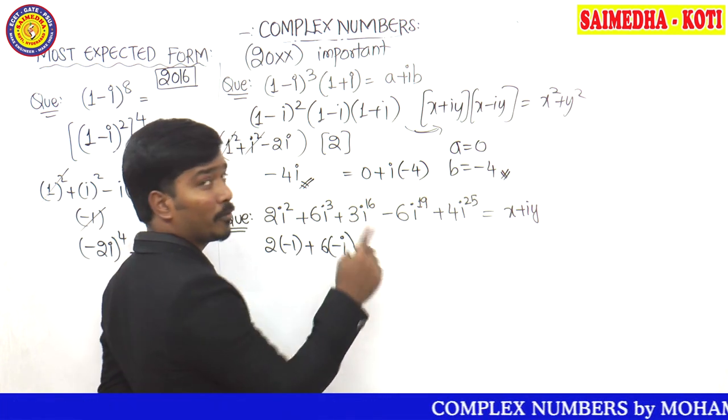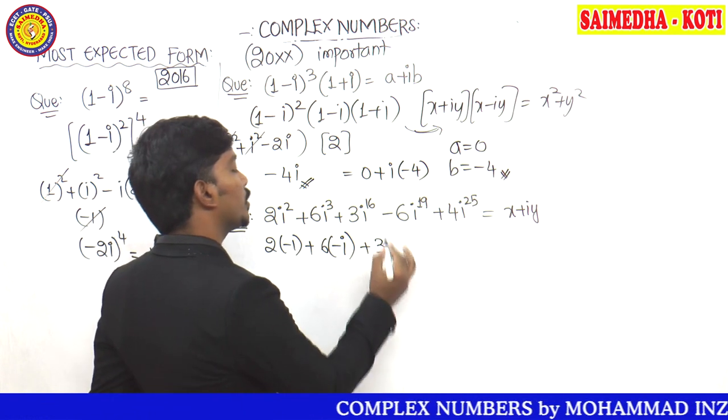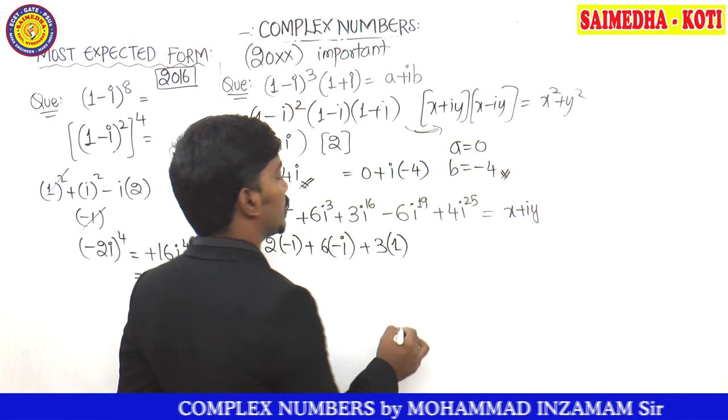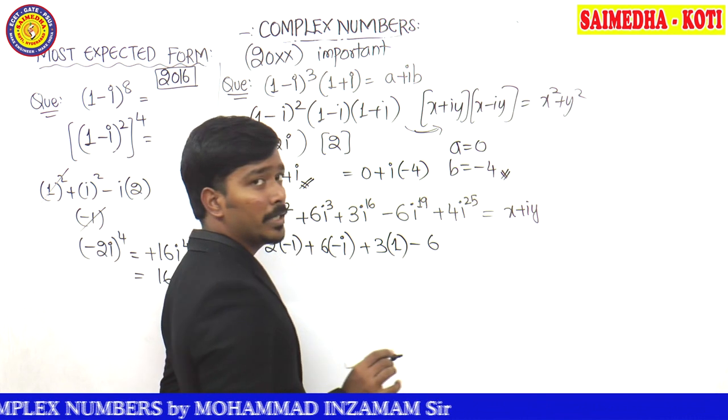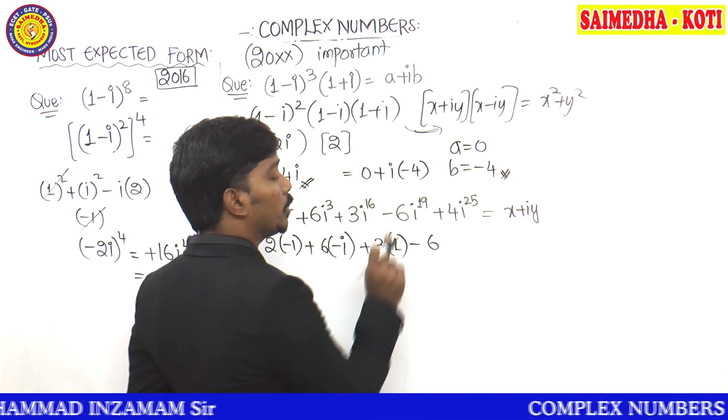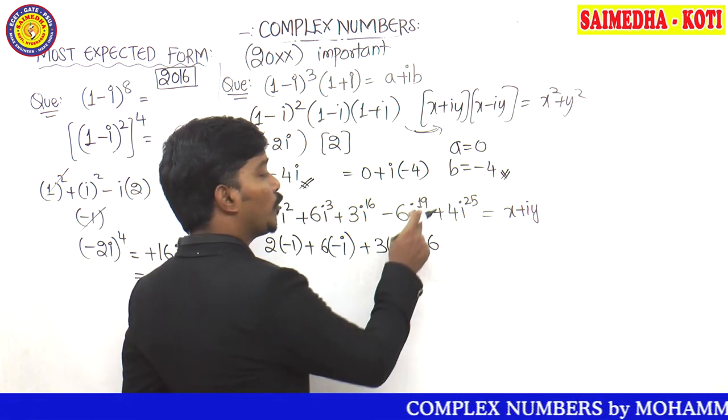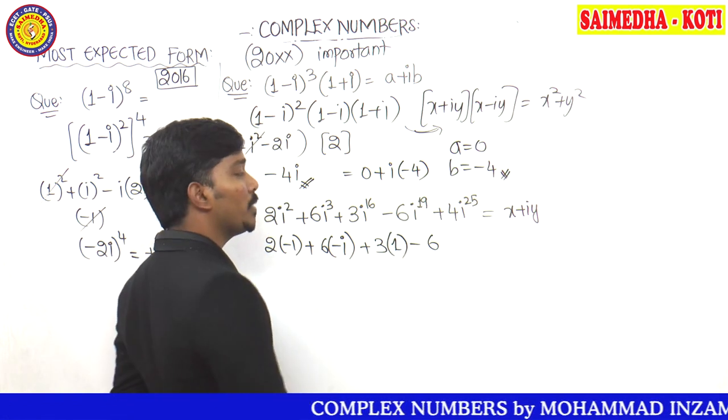Any number that is a multiple of 4 directly becomes 1. So it's going to become 3 itself, and i to the power of 16 equals 1. Minus 6i to the power of 19. What is the nearest multiple of 4 to 19? 4 ones are 4. 4 fours are 16. Remaining is what?